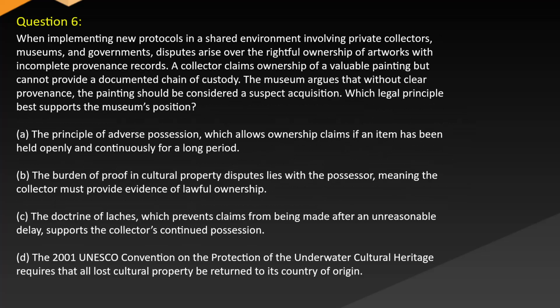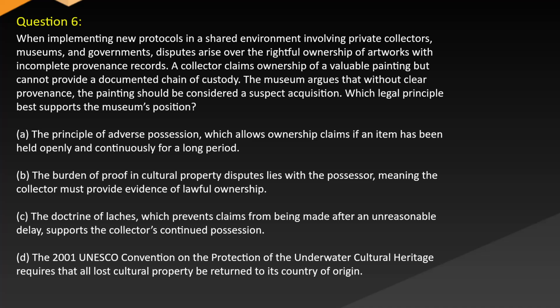Question 6. When implementing new protocols in a shared environment involving private collectors, museums, and governments, disputes arise over the rightful ownership of artworks with incomplete provenance records. A collector claims ownership of a valuable painting but cannot provide a documented chain of custody. The museum argues that without clear provenance, the painting should be considered a suspect acquisition. Which legal principle best supports the museum's position?